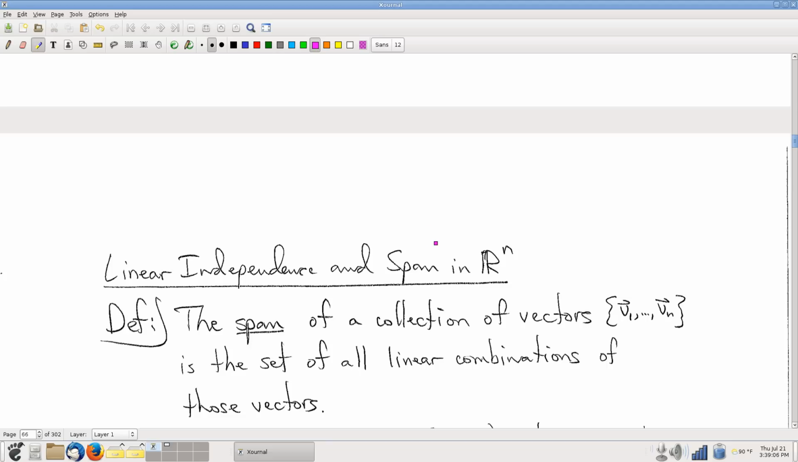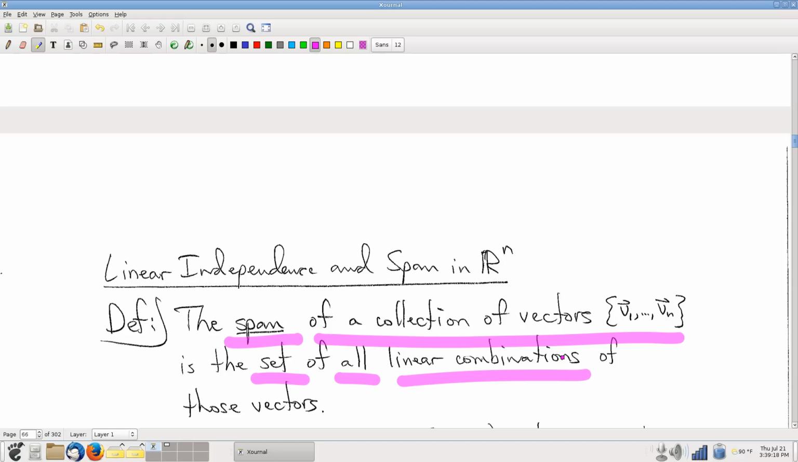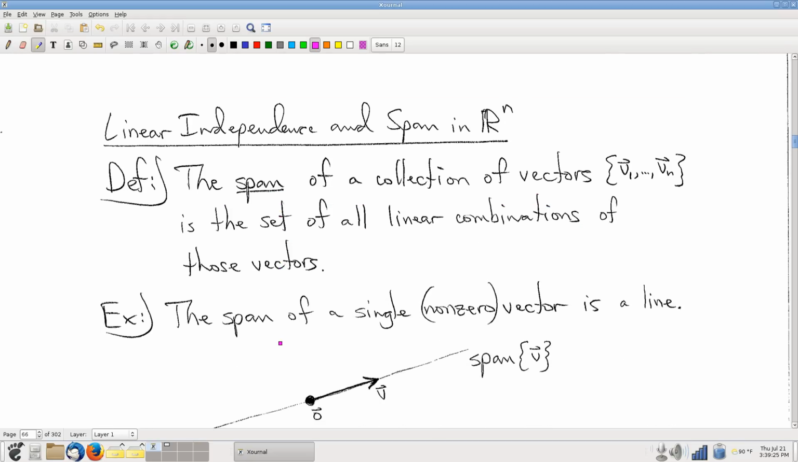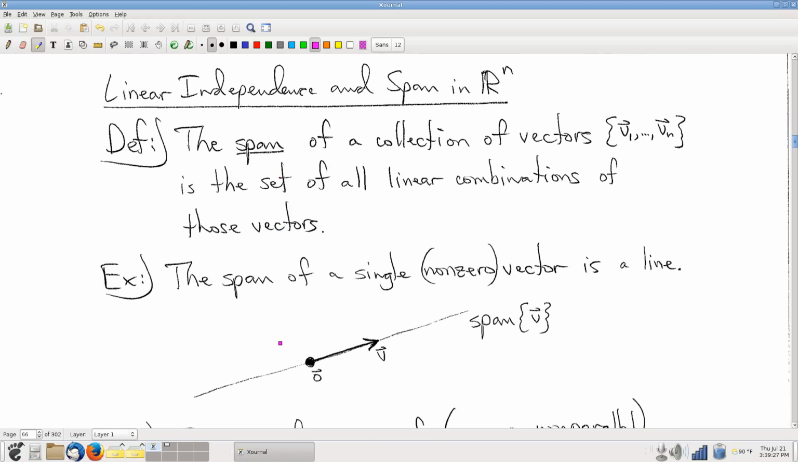So we're going to start off with this thing called span, the span of a collection of vectors. The definition is very straightforward. It's just the collection of all linear combinations of those vectors. All the linear combinations, every possible linear combination. So let's start with a simple example. Consider the span of a single vector.